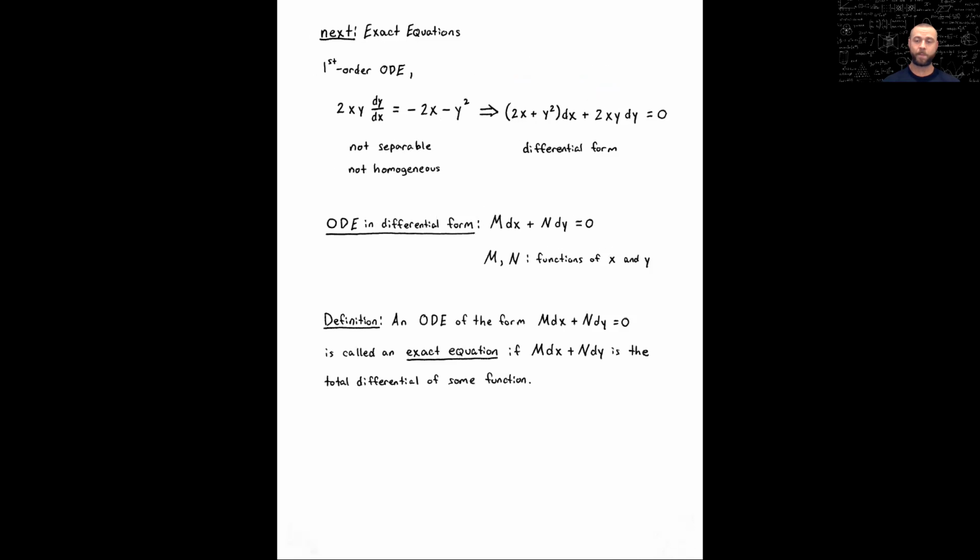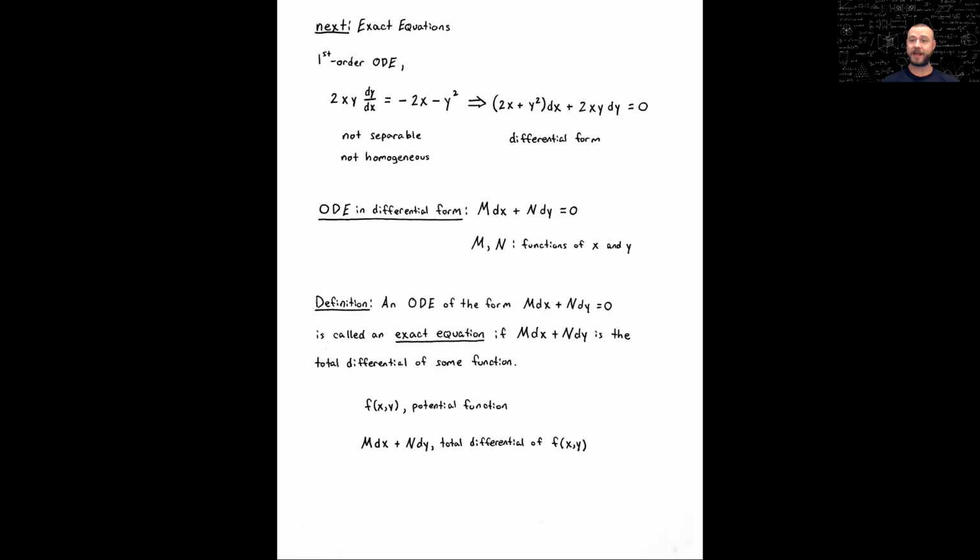All right, now with the idea of an ODE in differential form and total differentials under our belt, we can understand the definition of what we're going to call an exact equation. It has a lot of terms and ideas built into it, but the definition is, we'll say an ODE of this form, M dx plus N dy equals 0, is called an exact equation if that left-hand side, M dx plus N dy, is the total differential of some function of two variables. That's a mouthful. What does that mean?